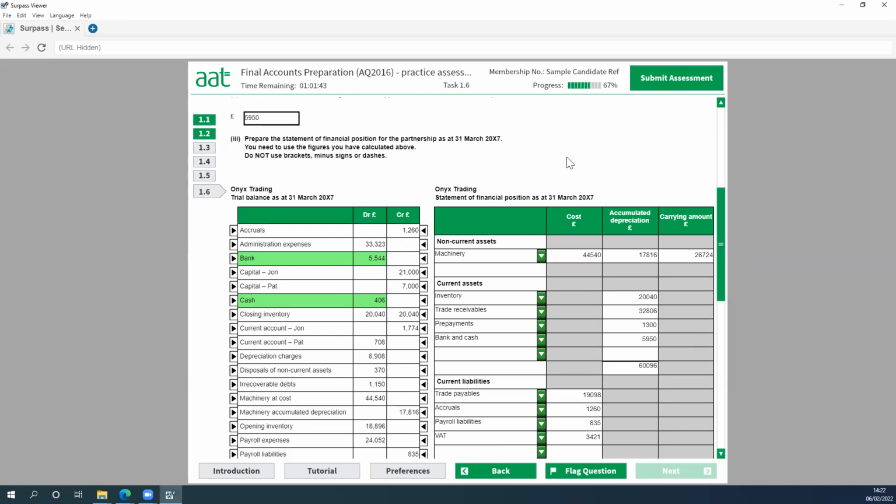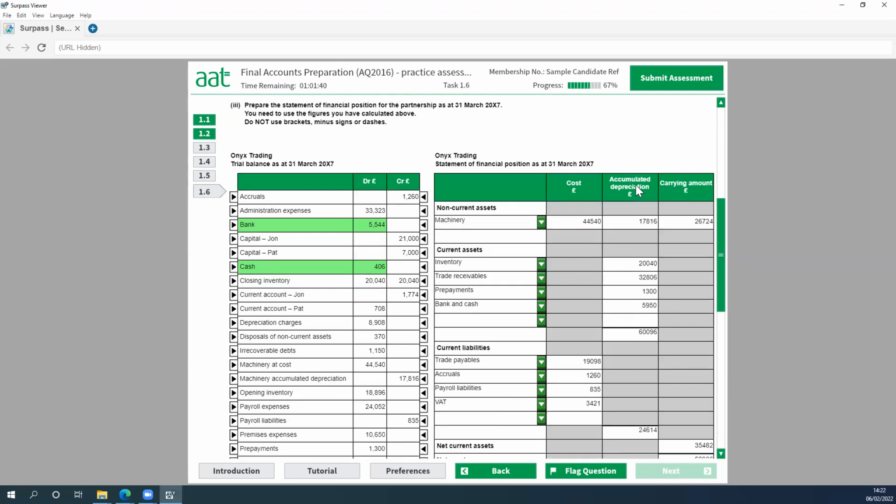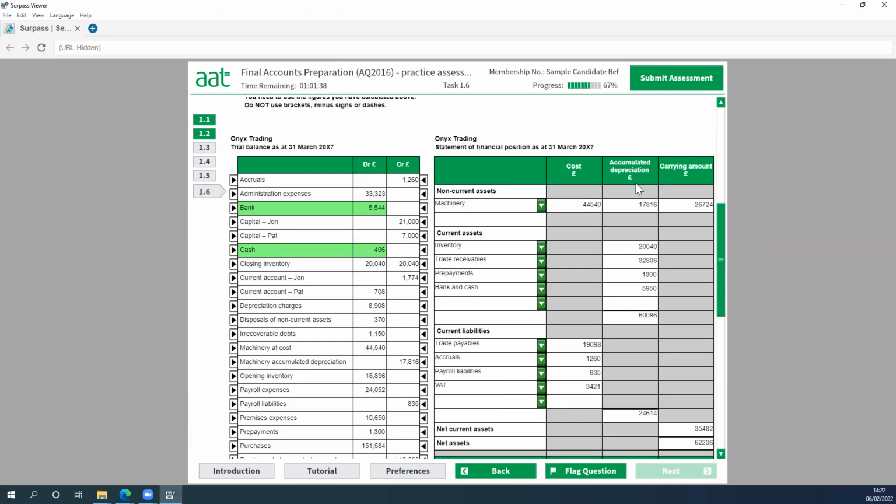Now we can complete the statement of financial position. First thing is machinery. We've got machinery at cost, which is 44,540, and cumulative depreciation of 17,816, which gives us a carrying value or net book value of 26,724. As you know, cost minus accumulated depreciation gives us our carrying amount. So the value of our machinery at the end of March 20x7 is 26,724.